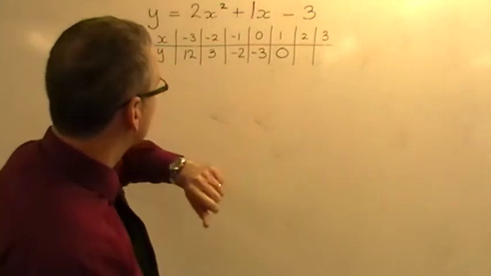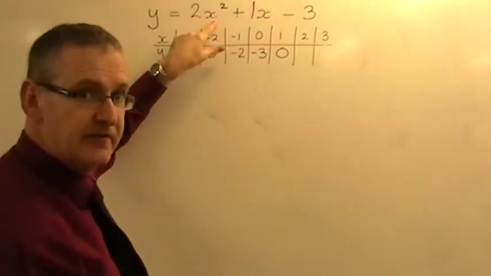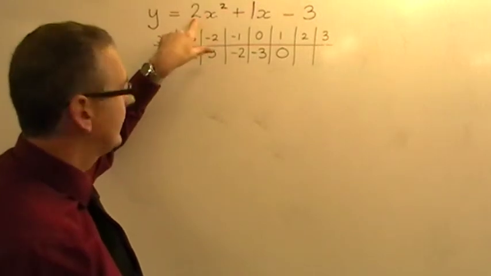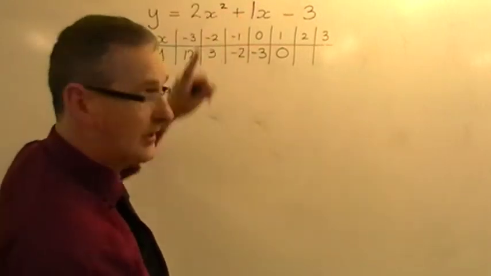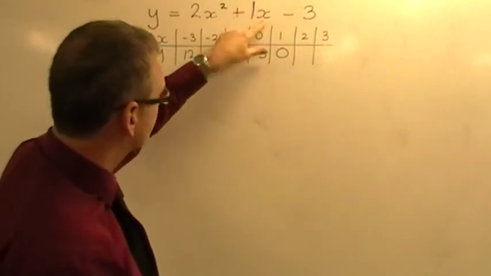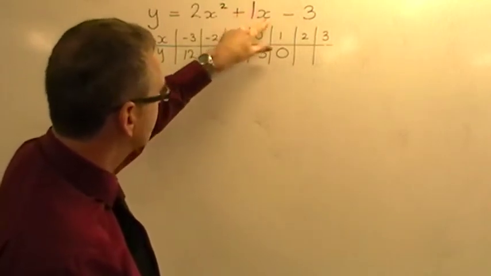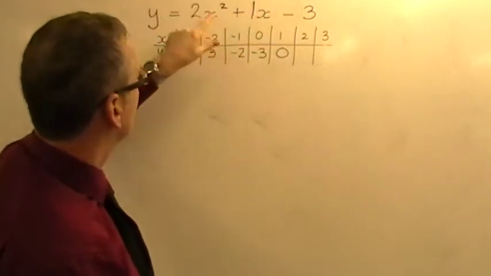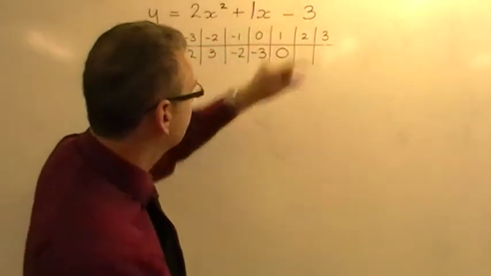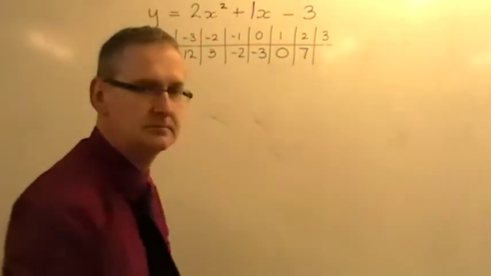Next one, if x is 2, 2 squared is 4. Double it, you get 8. Remember the 8. Plus 1 times 2, that's plus 2. Okay, we had an 8 there. Plus 2, that's 10. 10, take away 3, that's 7.